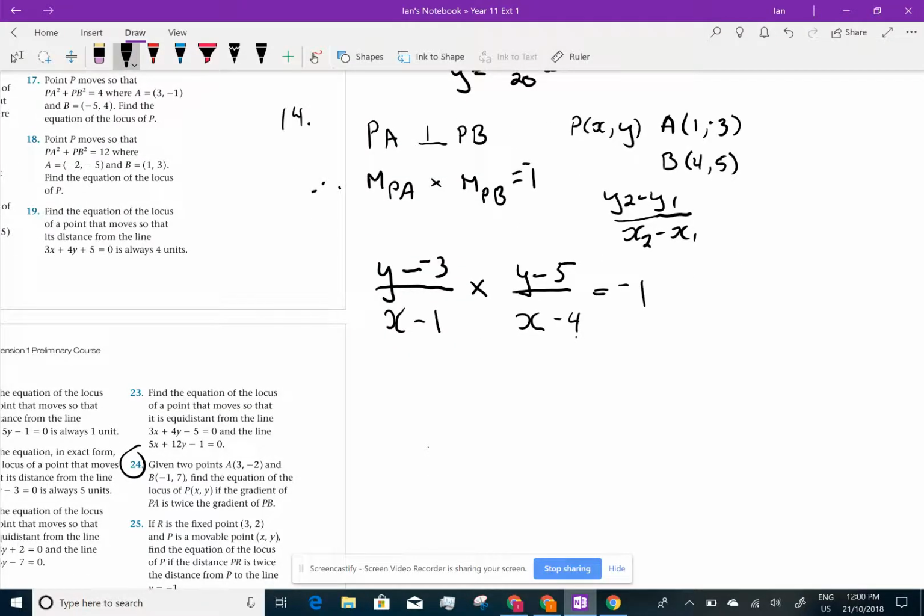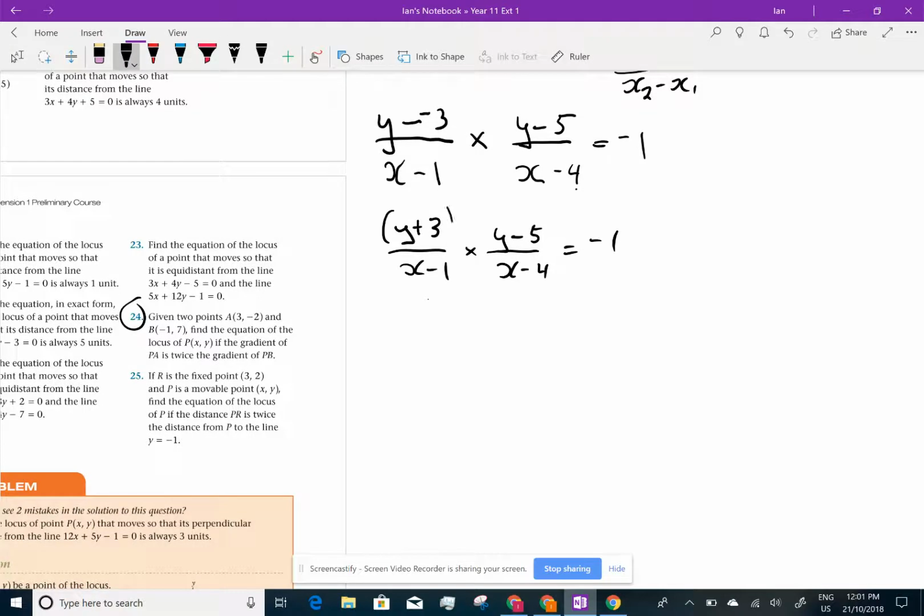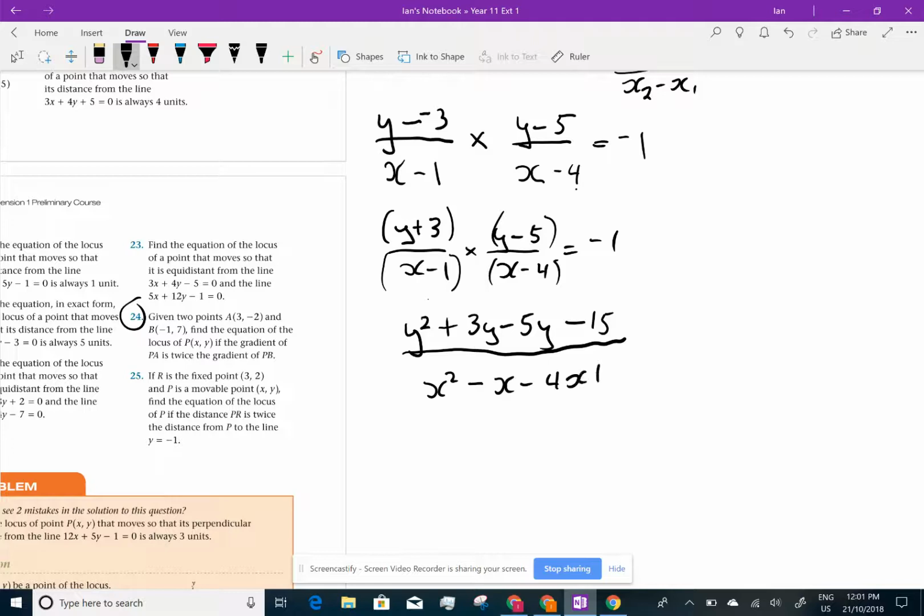All right, well, let's tidy that up a bit. (y + 3)/(x - 1) times (y - 5)/(x - 4) equals -1. Well, we'll do the top. Remember, we're multiplying the whole thing, so you should put brackets or parentheses around them. So the top's going to give me y squared plus 3y minus 5y minus 15. And on the bottom, I'm going to get x squared minus x minus 4x plus 4. And that all equals -1.